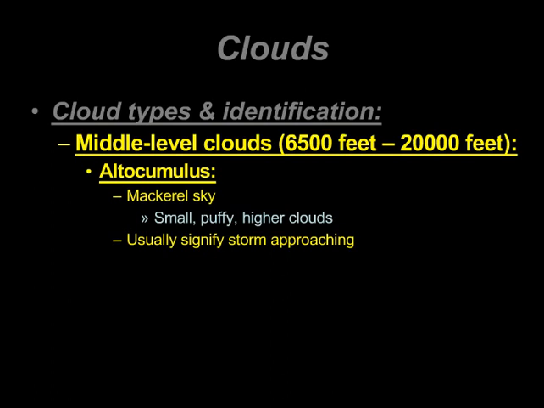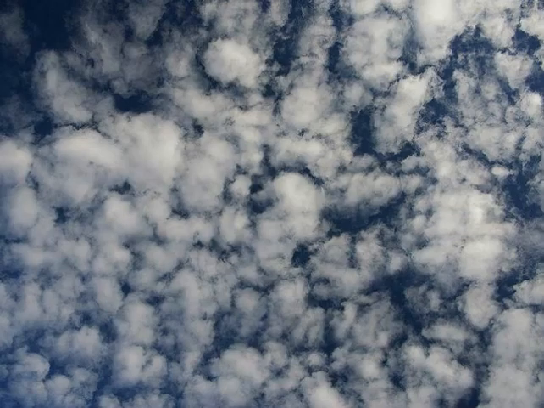The middle level cloud that we're going to look at is the altocumulus sky. The altocumulus sky is also known as a mackerel sky. It's got these small, puffy, higher clouds. Cumulus, as the name implies, means it's going to be puffy. But key, why am I talking about this one? Whenever you see altocumulus clouds in the sky, it's pretty much a dead giveaway. We're going to get some storms coming.